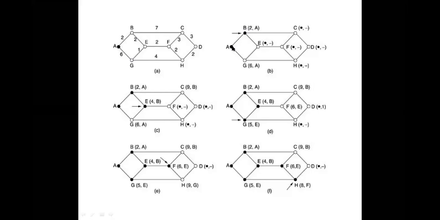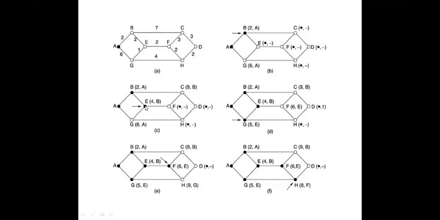Once the packet has reached B, from B, in which direction do you want to go? Either you need to go to C or you need to go to E. Which direction? 2 plus 7 is 9, so you don't want to move in this direction. Whereas 2 plus 2 is 4. So from B to E. From B to E, 2 plus 2, 4. And the incoming packet is coming from B. So 4 comma B. So now we are at E.